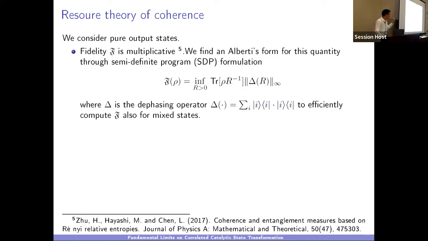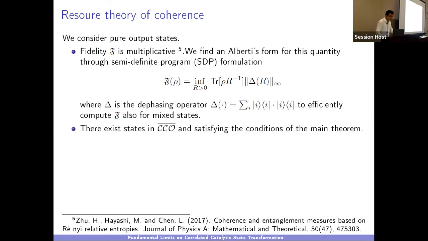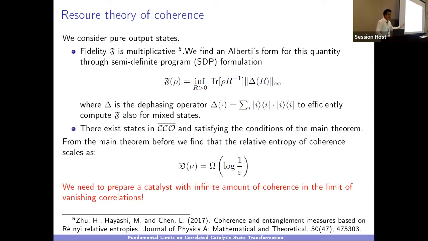And for the resource theory of coherence, the fidelity is multiplicative. We actually find an closed form for this fidelity, and it was already known that the fidelity was multiplicative, but we kind of recovered it independently, and we give this form to efficiently compute the fidelity for mixed states. And we still build these kinds of states, and we show from the main theorem it follows that in this case, the amount of coherence diverges with the correlations.